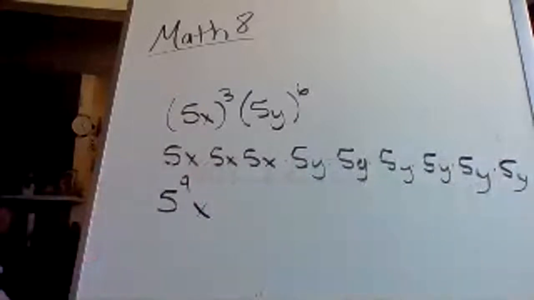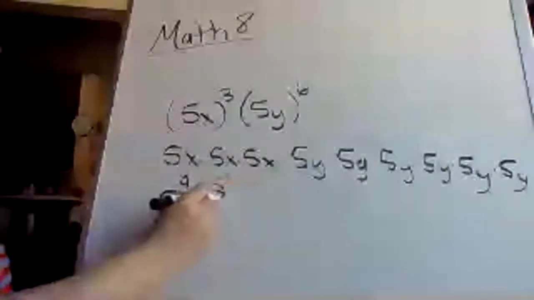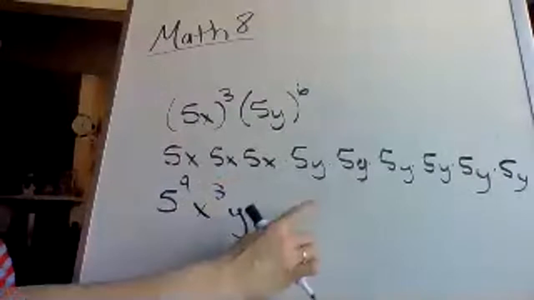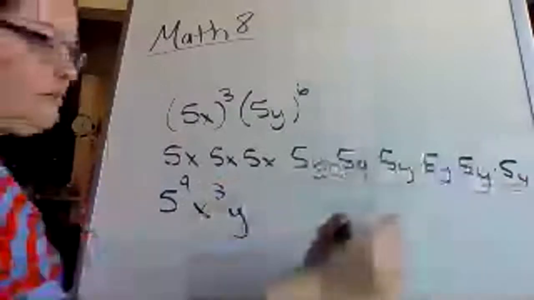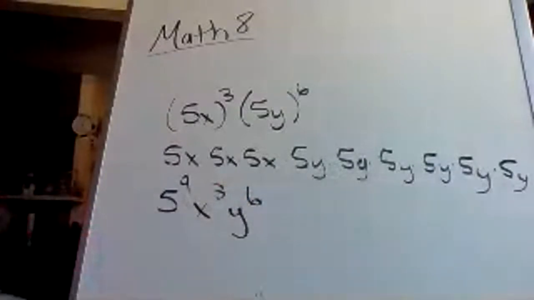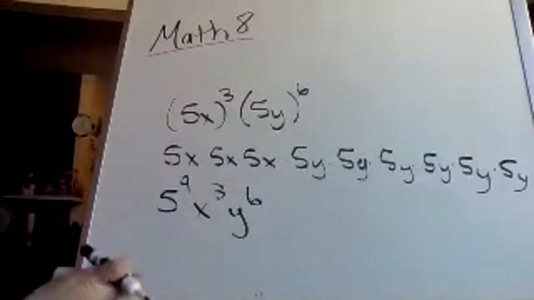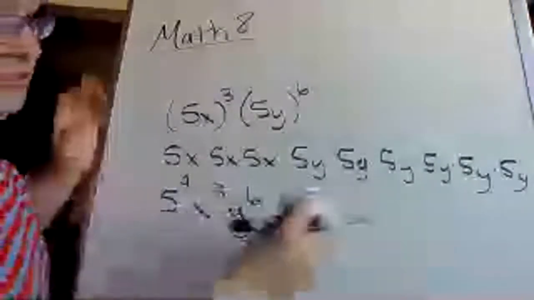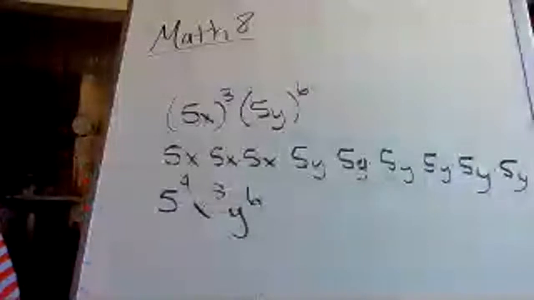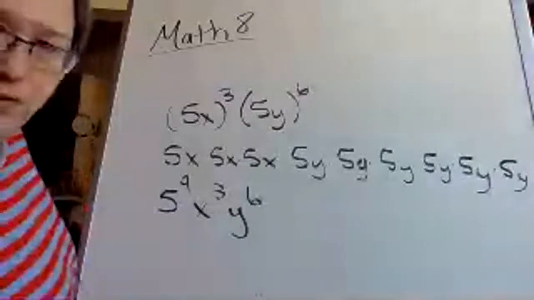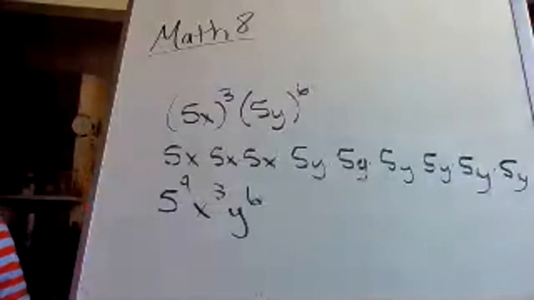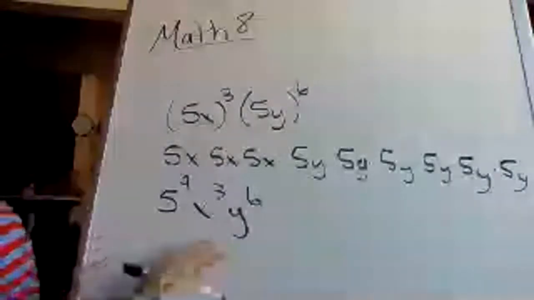Can't we just add them up? 1, 2, 3. And then we have 1, 2, 3, 4, 5, 6. Now, if we're using the rules to do this, oh, I don't think you've learned the rules as to how to do this yet. So I can't do that. So this would be the answer.